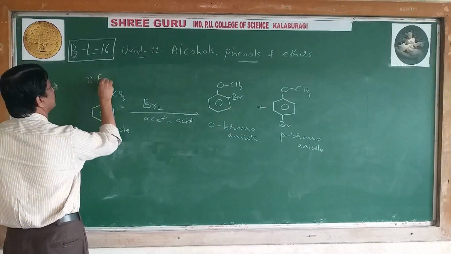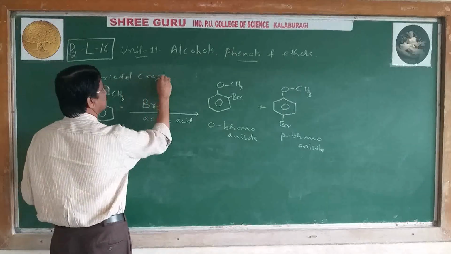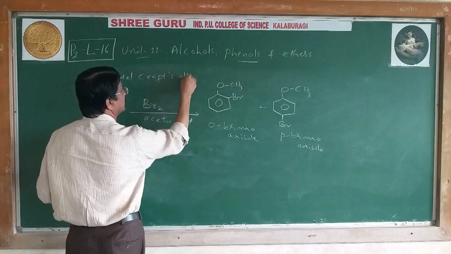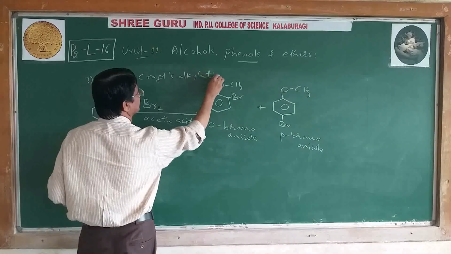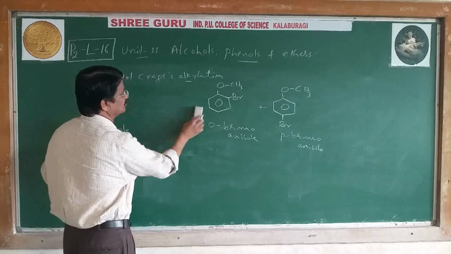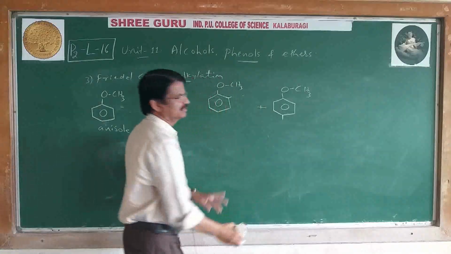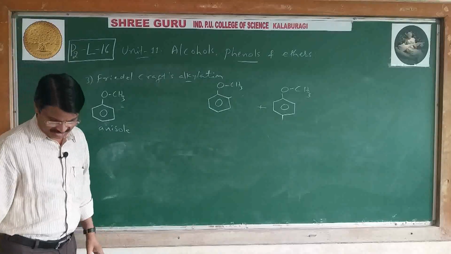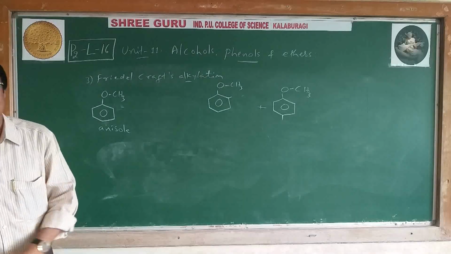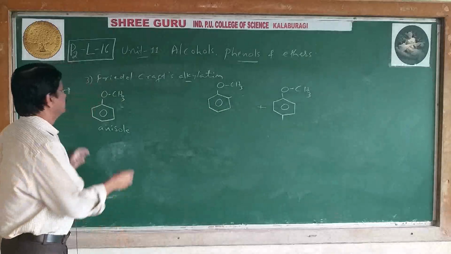Third, Friedel-Crafts alkylation. Then Friedel-Crafts acylation. In all the cases, the product formed is the same, ortho and para compounds. That's why I am writing 2 compounds.